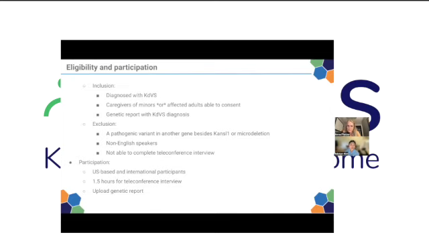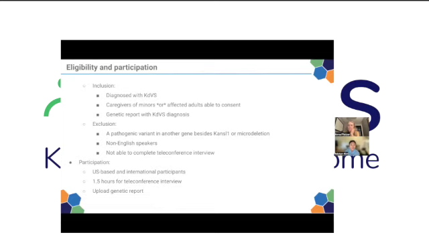Okay, so for the inclusion criteria, the participants must have a confirmed diagnosis of Koolen-de Vries syndrome. Sorry, this was early morning, so my mouth is just not working currently, but I'm trying. Both caregivers of minors with Koolen-de Vries and adults who are able to consent to participation are eligible, and a genetic report confirming a Koolen-de Vries diagnosis is required for participation.